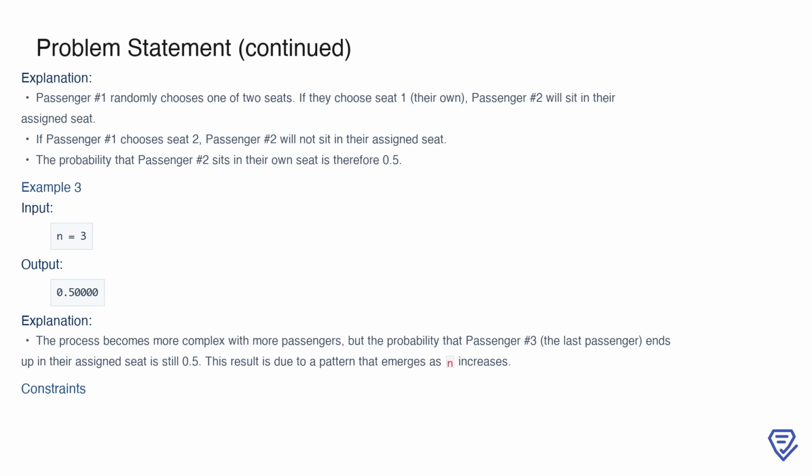Now, consider the case where n is 3. Passenger number 1 still randomly chooses one of the 3 seats. Depending on their choice, the outcome for the other passengers changes, but ultimately, the probability that passenger number 3 ends up in their assigned seat remains 0.5. This is because, as we analyze the different possibilities, a pattern emerges. Regardless of how many passengers there are, beyond n equals 1, the last passenger's probability of sitting in their assigned seat stabilizes at 0.5. This symmetry in the random seat selection process holds true even though the process may appear more complex with more passengers.